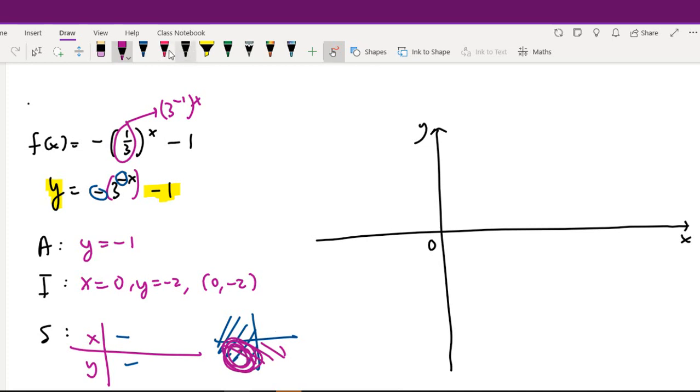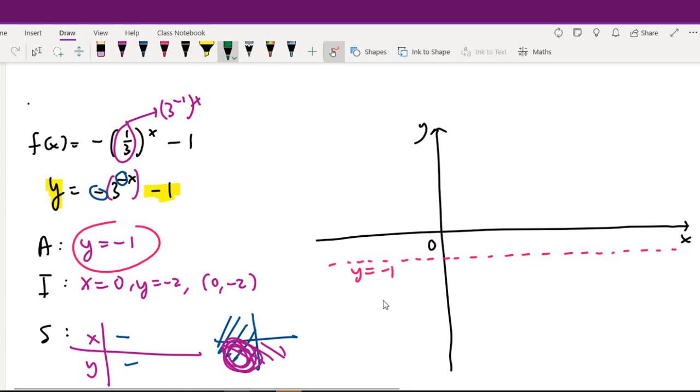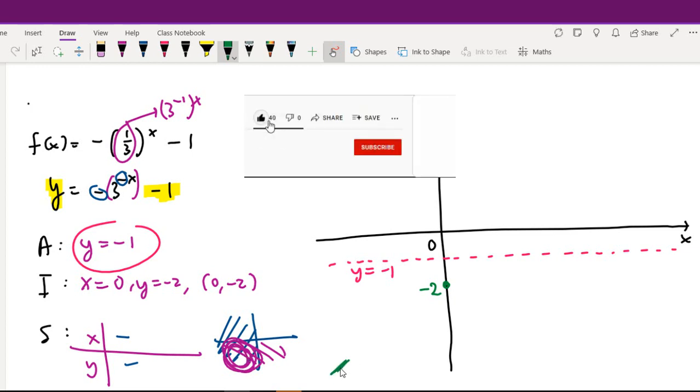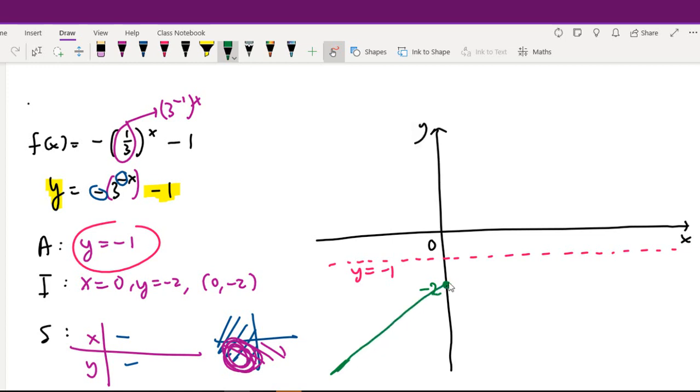So let's sketch the graph. The asymptote here is y equals negative 1. From the point 0, negative 2, the graph intercepts the y-axis at negative 2. Then the graph starts in the third quadrant, so third quadrant here. Sketch the graph, drag the line to negative 2, then start here. Oh, I have to re-sketch.